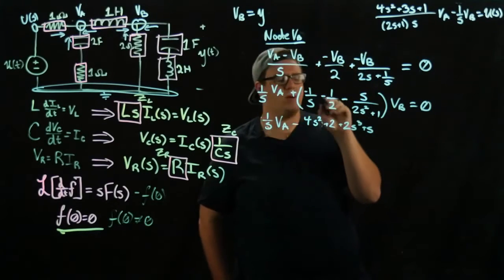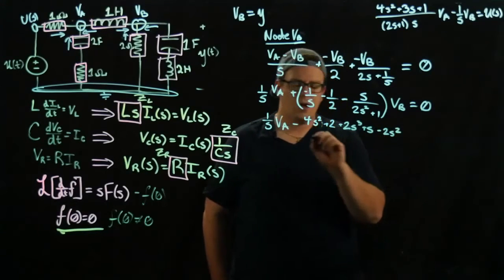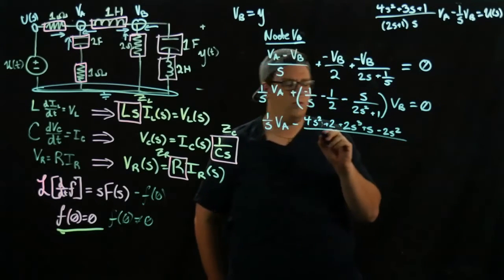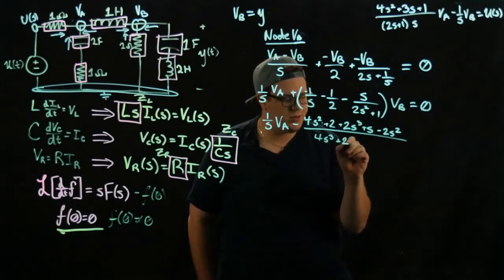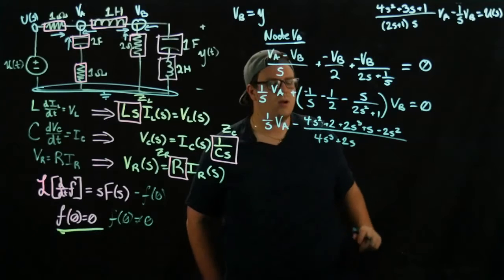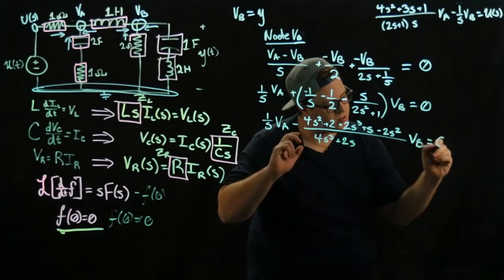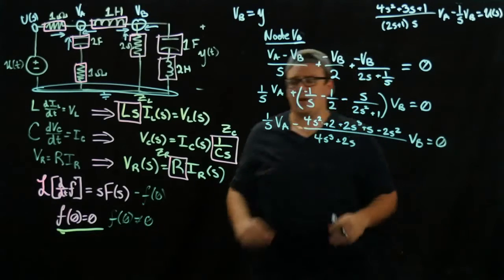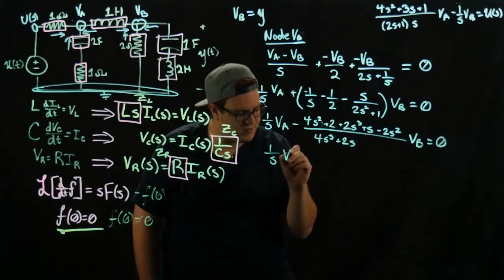And then finally here, we're going to multiply this by 2s. So we end up with 2s squared. And this is all going to be over 4s cubed plus 2s. Hope that's all readable. And this is all times VB equals 0. And then combining terms here, we end up with, keep the 1 over s VA here.